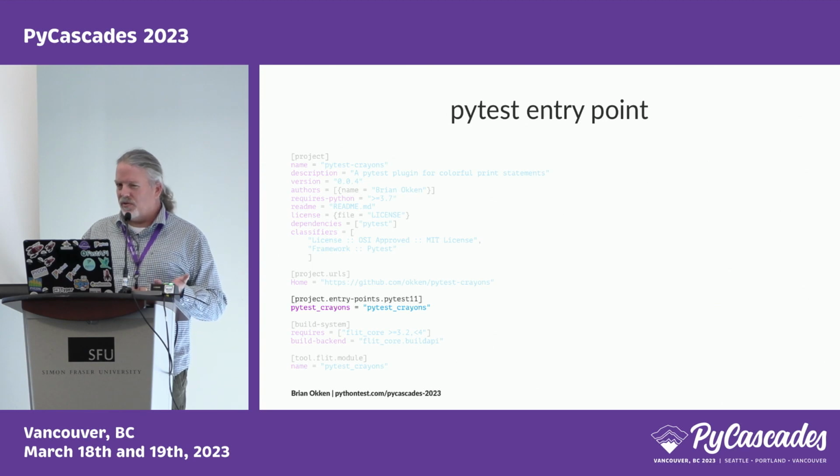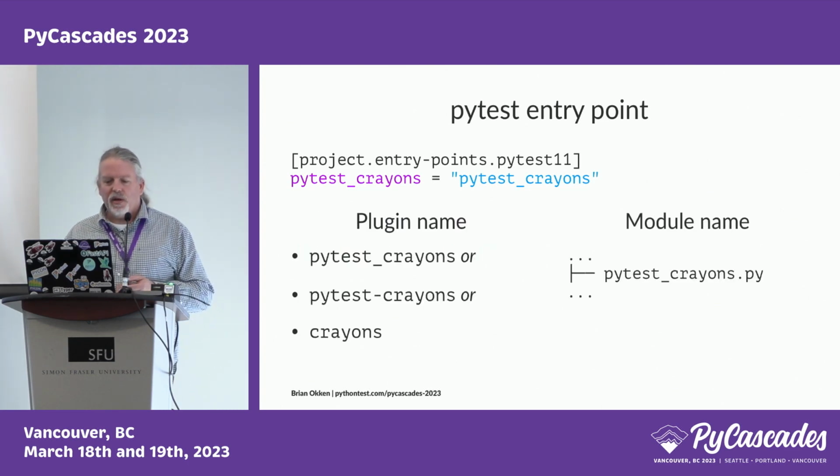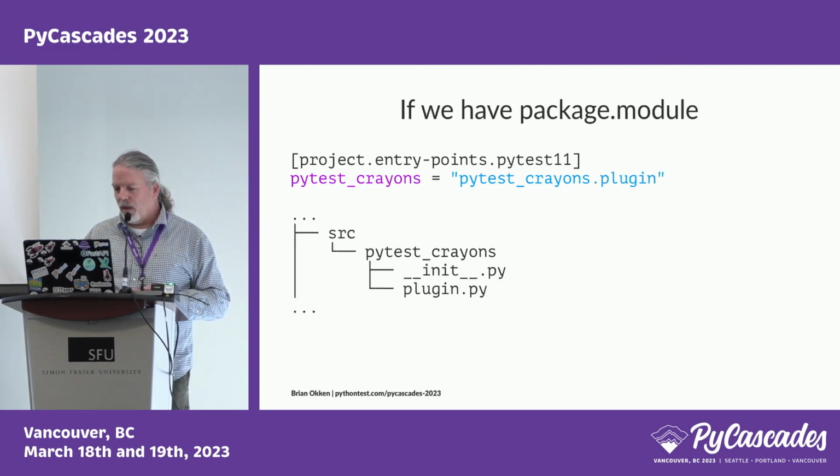Entry point, this is the tricky part that's around PyTest, but it's not that tricky. It just has to be pytest11. I knew at one point why it was 11, but I forgot. I don't remember. The format is plugin name equals module. The plugin name is wishy-washy. You can put really whatever you want in there. The module name has to be an exact match.